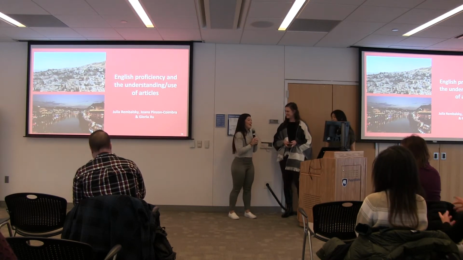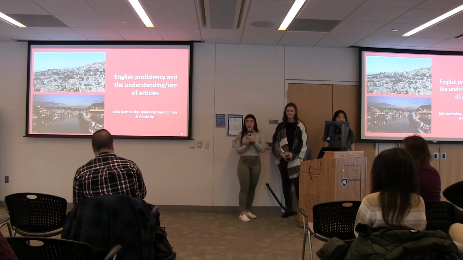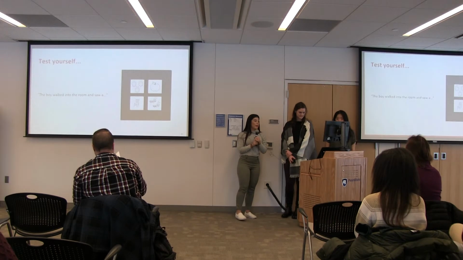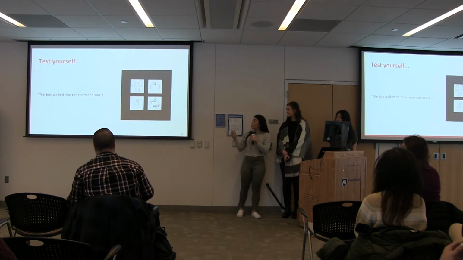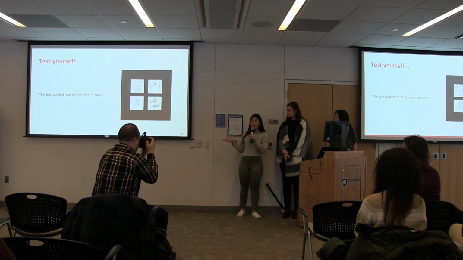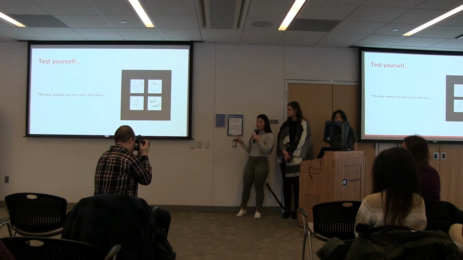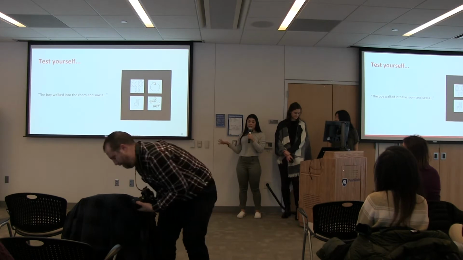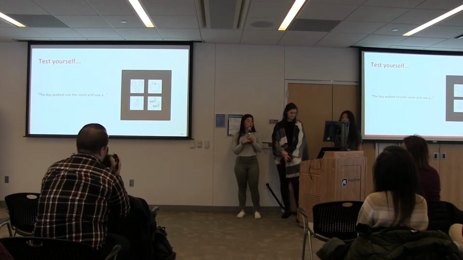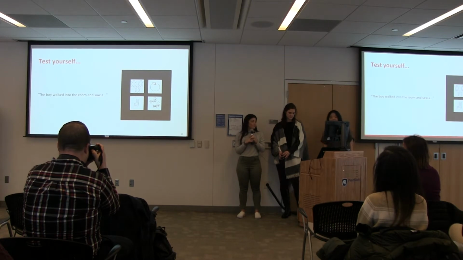Okay, cool. All right, so today we're going to be talking about English proficiency and the understanding and use of articles. Before we begin, we'd like you to test yourself. Here we have a part of a sentence. I'm going to read the sentence out loud, and when I get to the pause, I want you to see these 4 images and choose which one would correctly complete the sentence. So I will say, the boy walked into the room and saw a, and I'll give you a couple seconds to think about it.